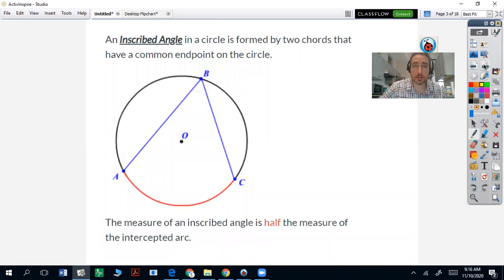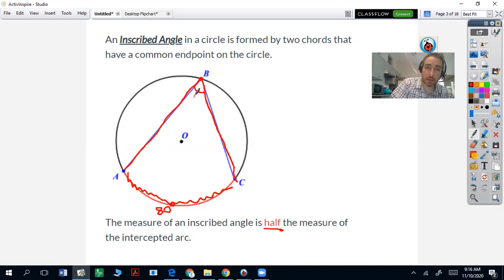Now we're going to first talk about angles. An inscribed angle in a circle is an angle that is actually formed from 2 chords meeting at the same point on the circle. So in this case, chord AB shares a vertex with chord BC on the circle. And that angle, angle ABC, is an inscribed angle. It opens up to the arc on the other side, and it's always going to be half the arc. So let's say this arc is 80 degrees. That would imply that this angle is going to be 40 degrees.